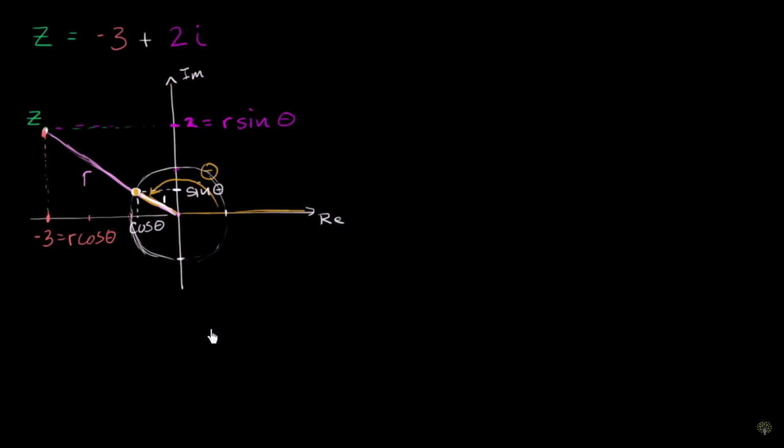Given that, can we now figure out what r and theta are? So let's first think about figuring out what theta is. To do that, let's think about some of our trig functions. One trig function that involves sine theta and cosine theta is tangent theta. So for example, we could say tangent of our angle, tangent of theta, is equal to sine of theta over cosine of theta.